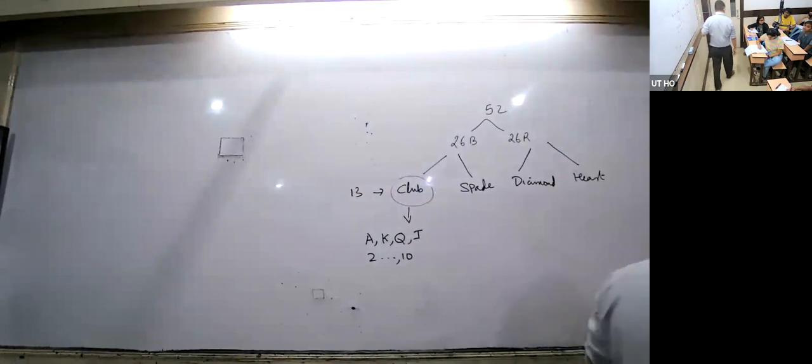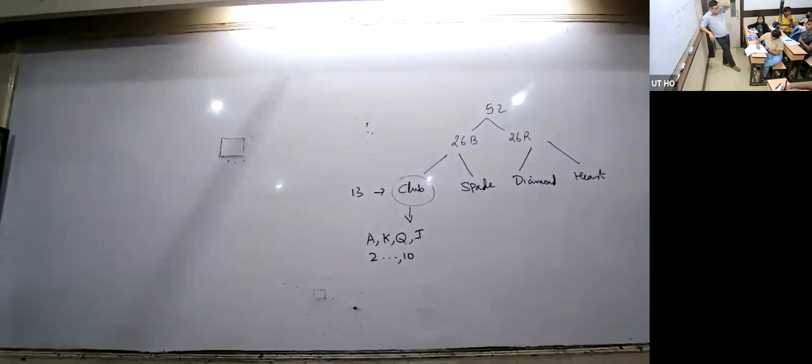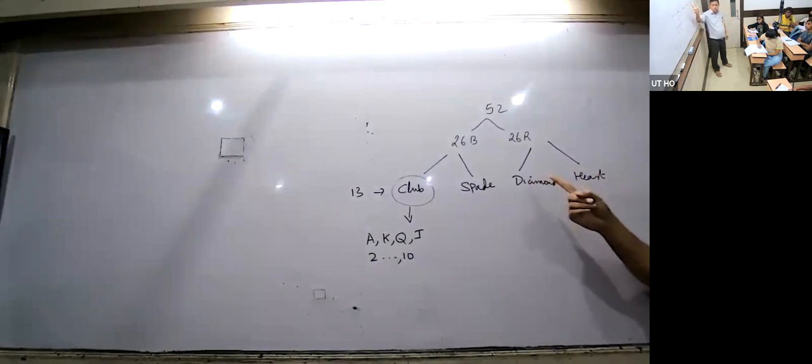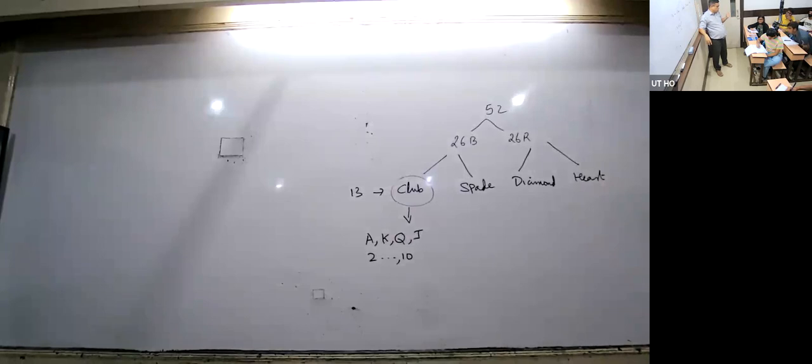How many red aces are there? Four red aces? It's wrong. It is two. These two are red, not all four. From diamond, there is an ace. From heart, there is an ace. These two are the red aces. Understood? Okay, sit down. How many cards of seven of hearts? Only one. In hearts, there is only one card with seven. Understood. Sit down.